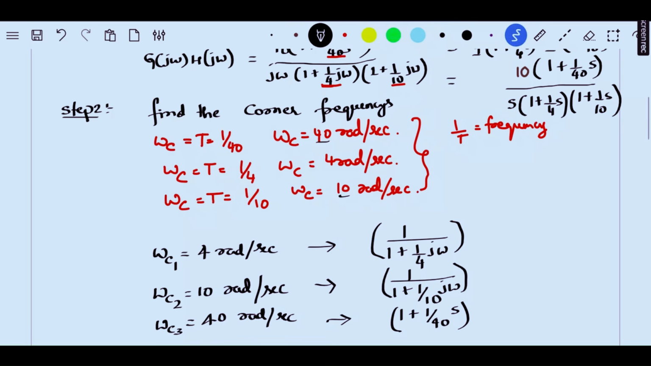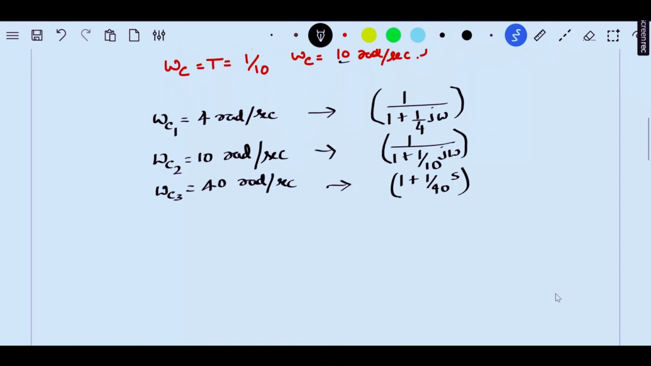Now you got it. Now I just want to give you a little bit of knowledge on certain factors. In the magnitude plot, we will try to take the slopes.